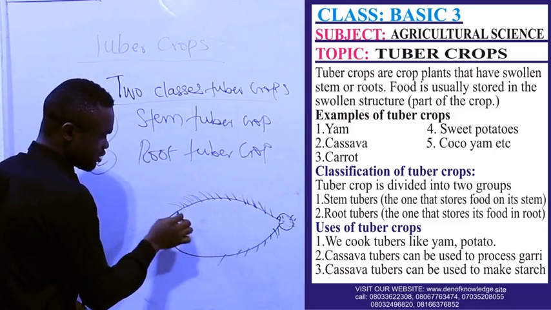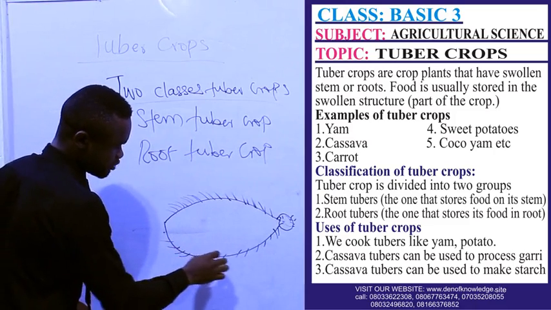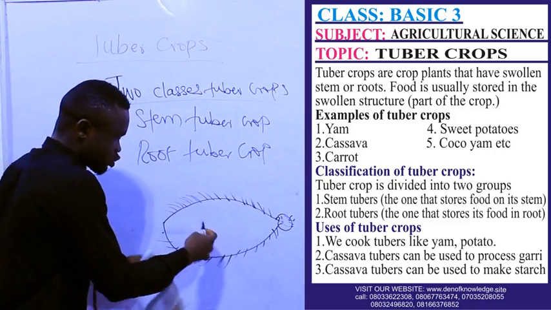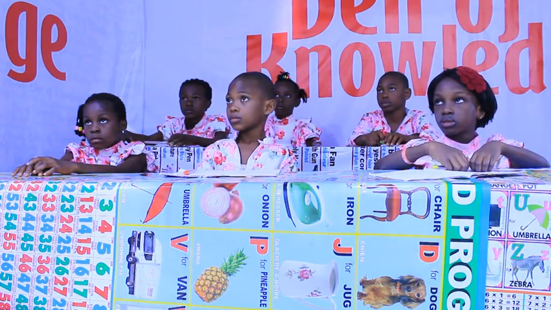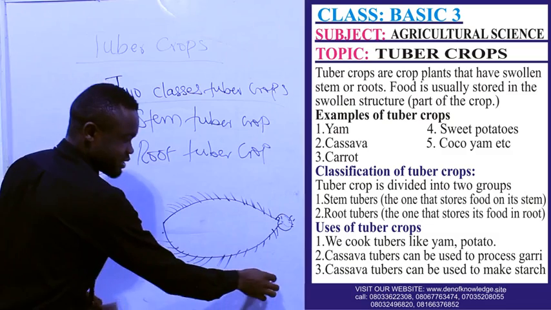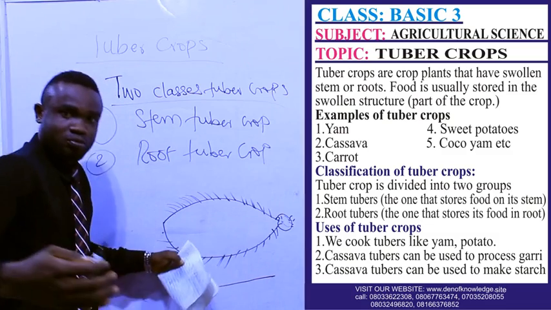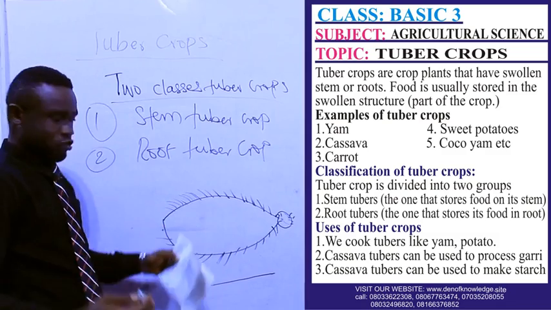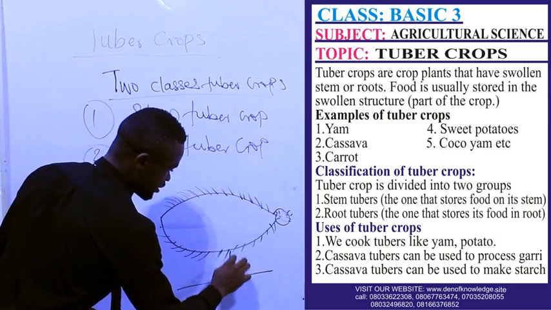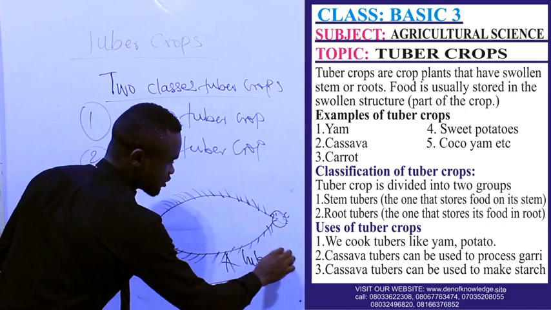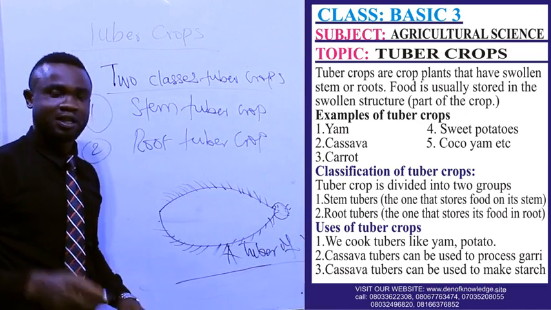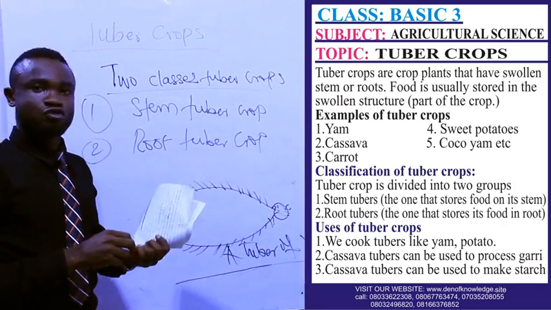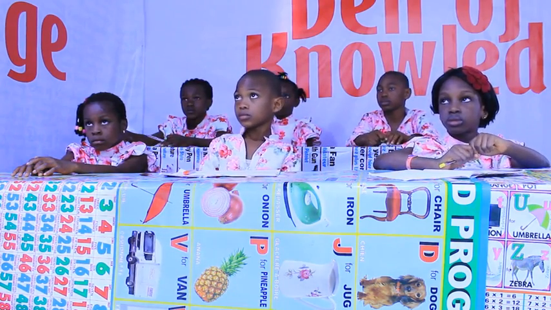Why do we call it a tuber crop? It's because you can see it swell. It's not thin. It has expanded, unlike something like this, which is very thin. It just swells up. This is a tuber of yam, an example of root tuber crop.